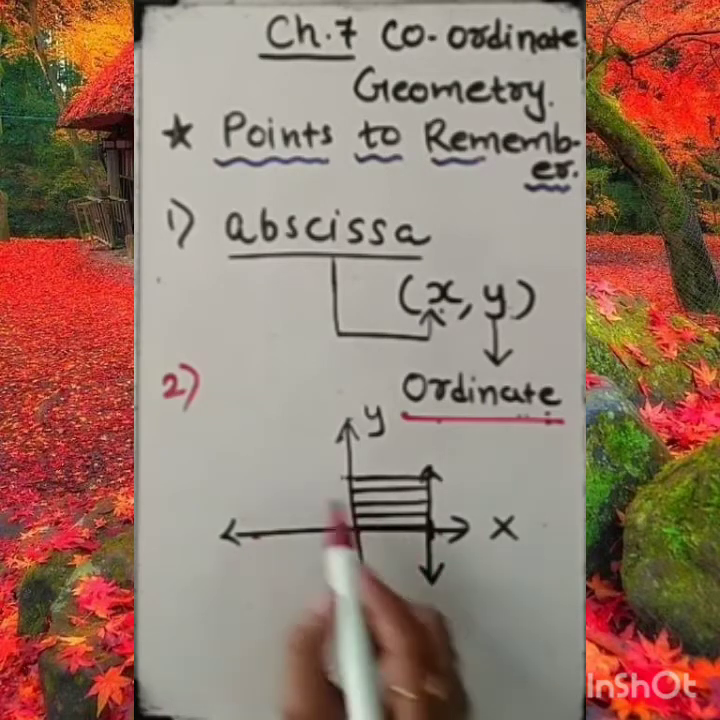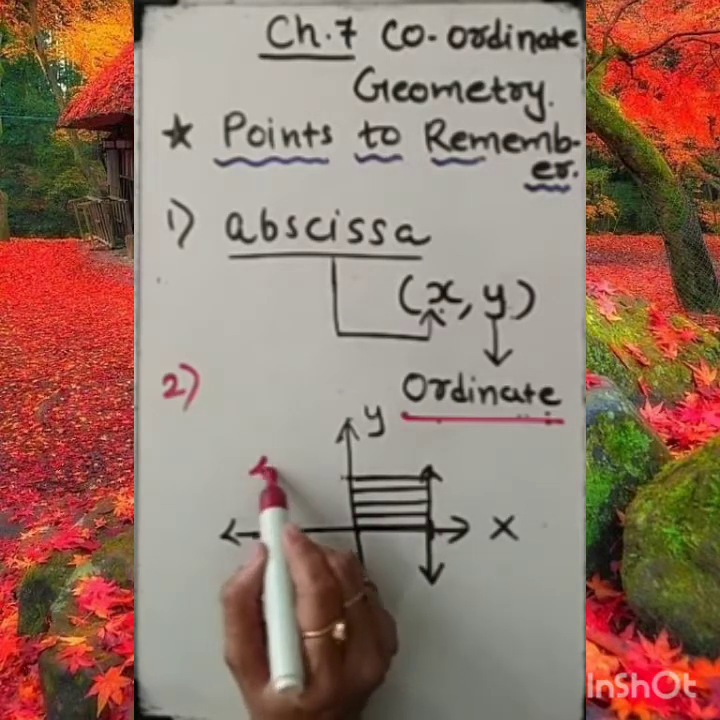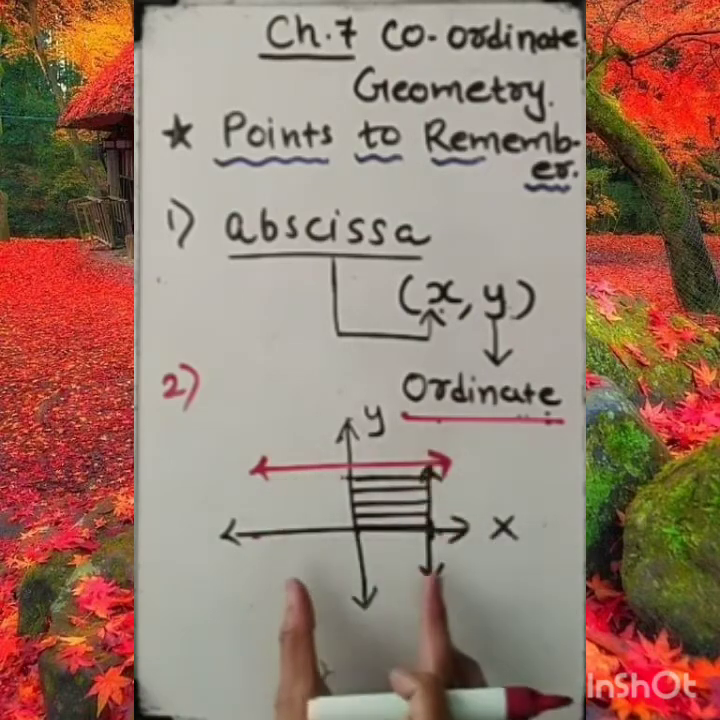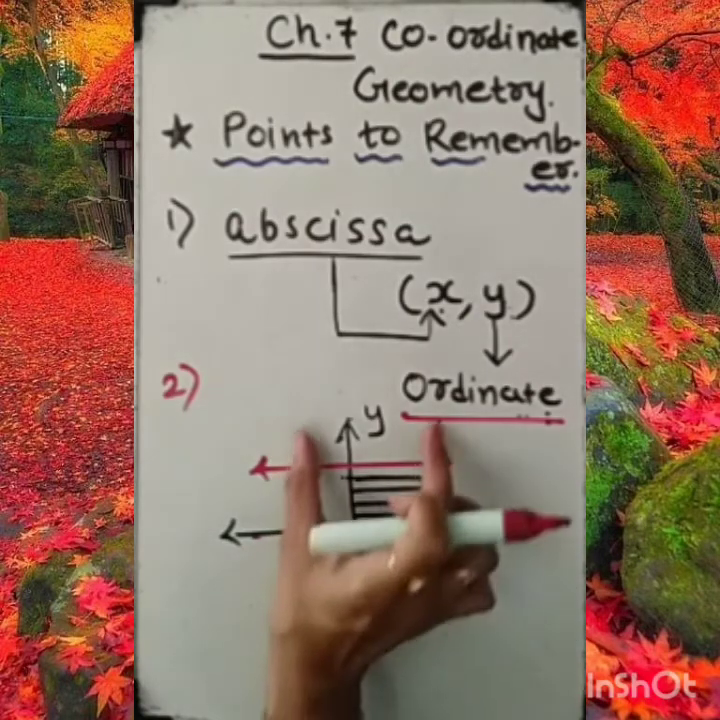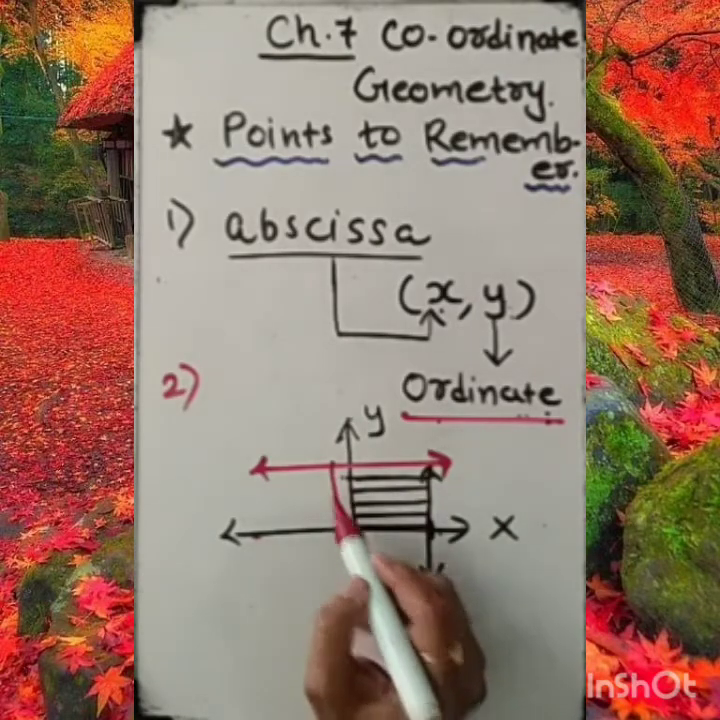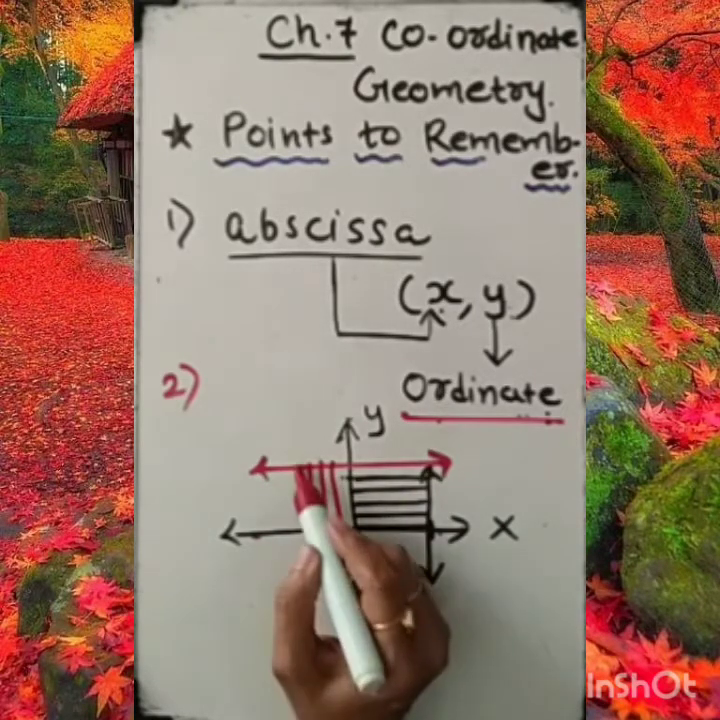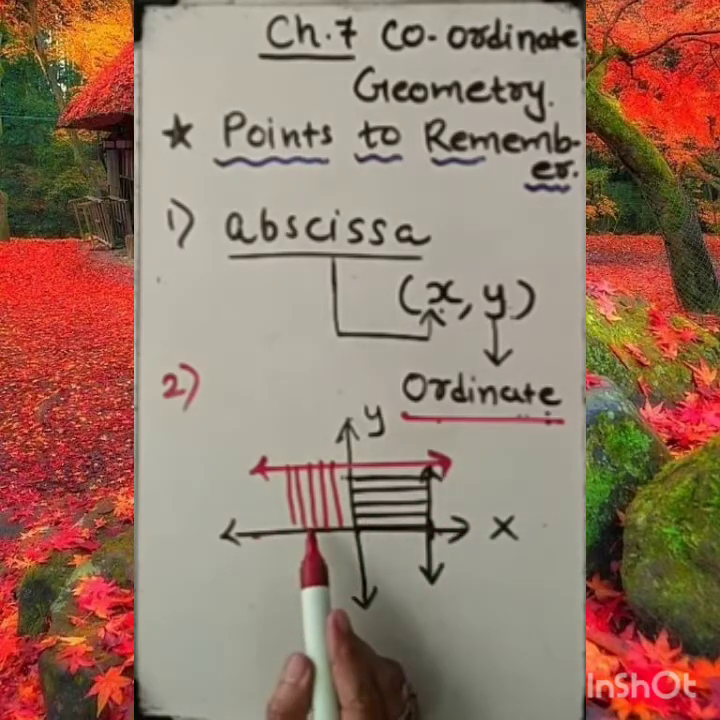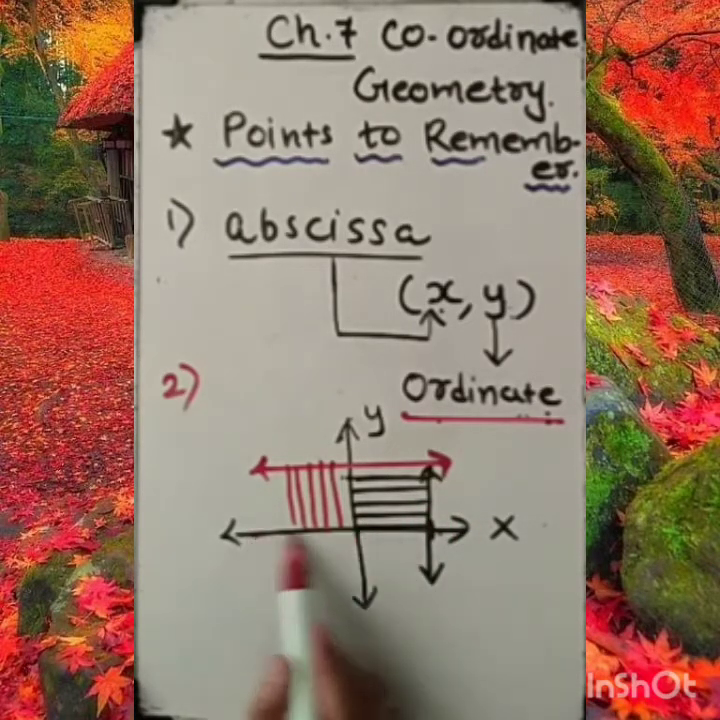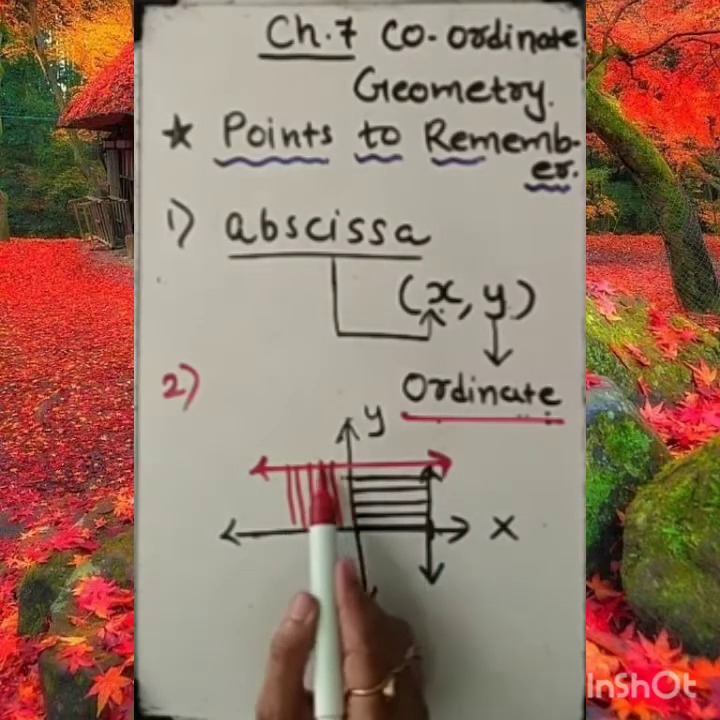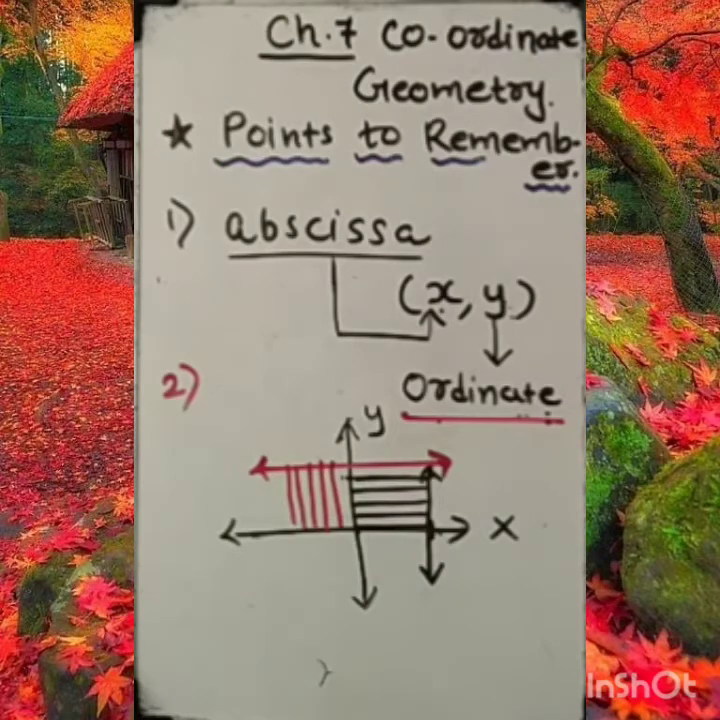So dear student, suppose I am drawing here one line which is parallel to the x-axis. Now perpendicular distance means this distance, if I am measuring in any of the quadrants, the distance from the x-axis, this is called the ordinate. Clear to you?